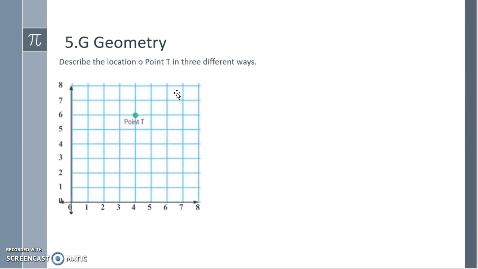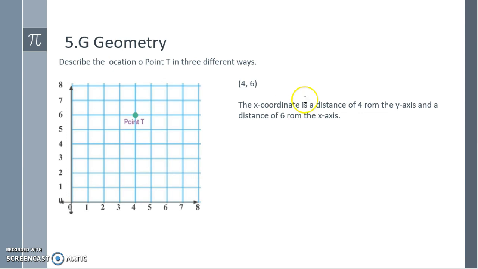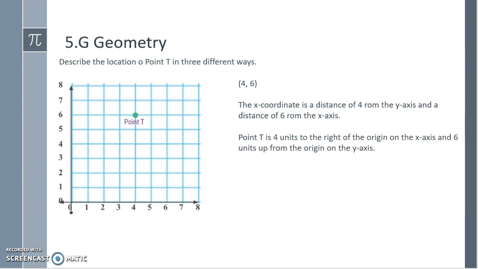Describe the location of point T in 3 different ways. The first way is naming its point, (4, 6). The x-coordinate is a distance of 4 from the y-axis and a distance of 6 from the x-axis. Point T is 4 units to the right of the origin on the x-axis and 6 units up from the origin on the y-axis. So just different ways of explaining how to get to the same location.